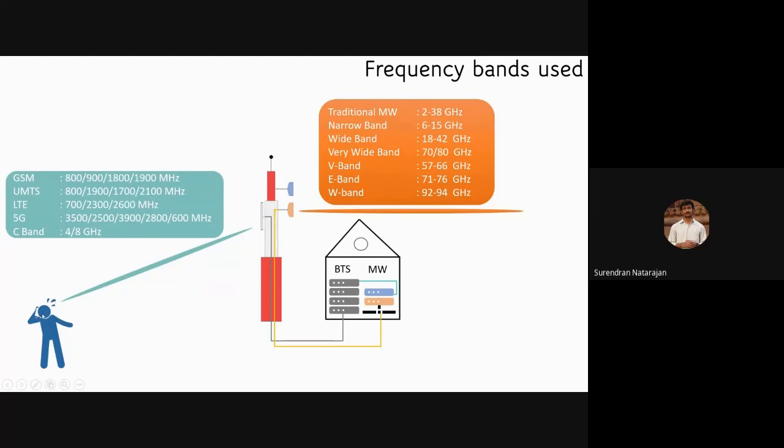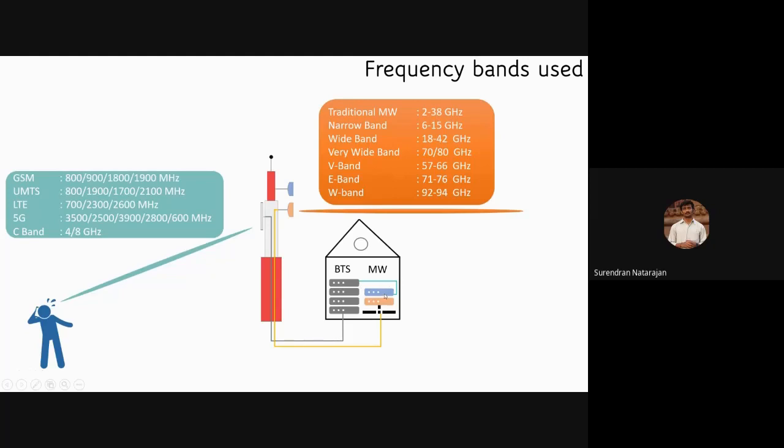Okay, so what is happening? One person starts talking to another person. The signals are sent to the rectangular antenna. The rectangular antenna sends the signals to the BTS. The BTS processes all the signals and gives them as a baseband signal to the microwave equipment.